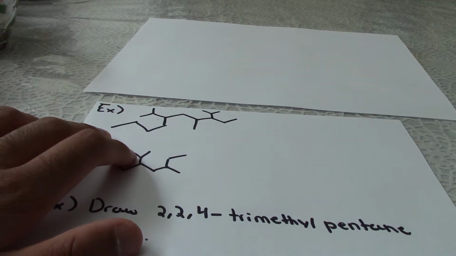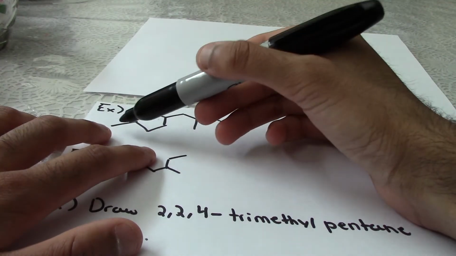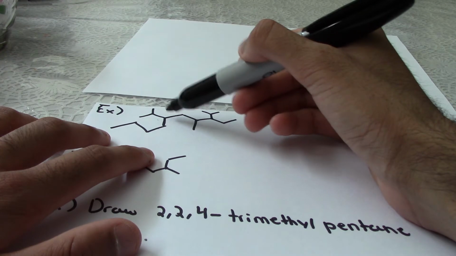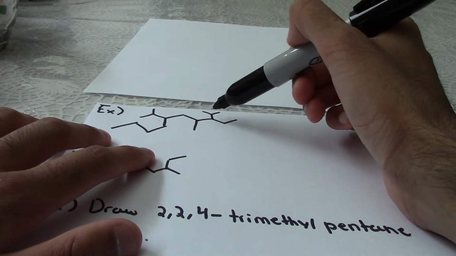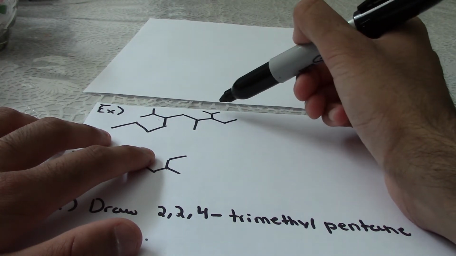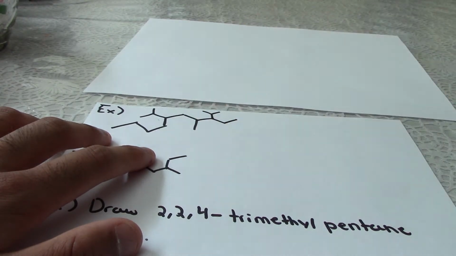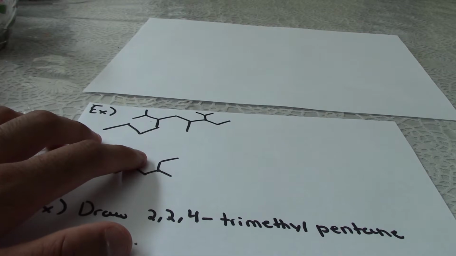And if I want to name it, if I start numbering my parent chain carbons from here, I get 1, 2, 3, 4, 5, I get my first one on 5. But if I start naming from here, I get my first one on a 2. So it's better if I name from number 1, 2, 3, 4, 5, 6, 7, 8, 9, 10 because it gives me the lowest locant numbers possible.